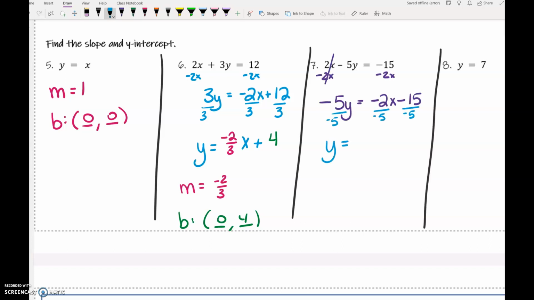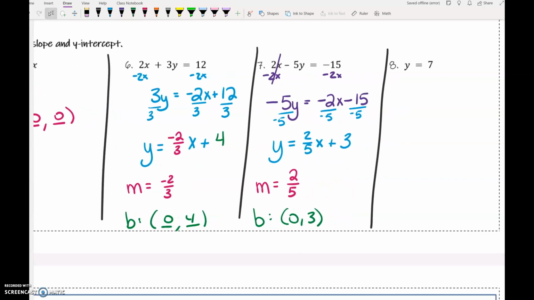Pause the video. So I get to this point. I've subtracted 2x on both sides. I've divided everything by -5. I've got -2x over -5. That would be positive 2/5 x. The negatives are going to cancel each other. And then -15 divided by -5 would be positive 3. So my slope is 2/5. And the coordinates of my y-intercept are 0, 3.